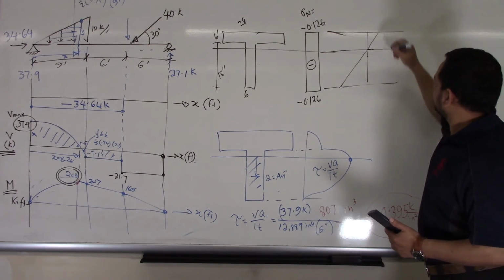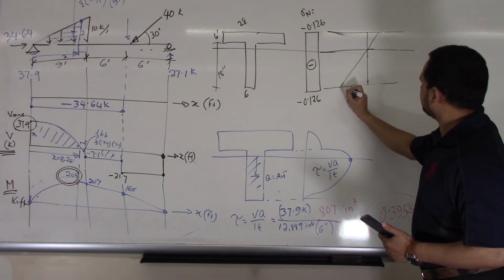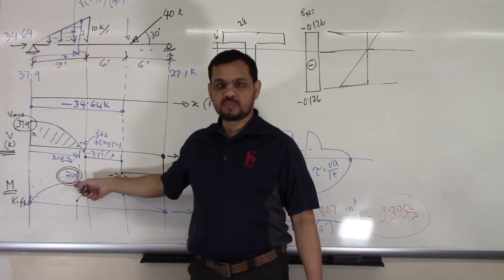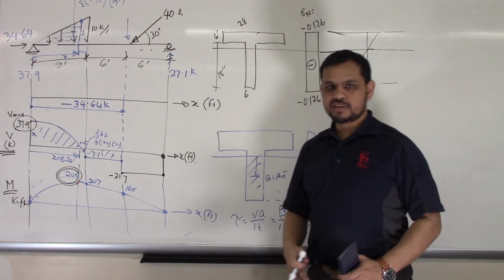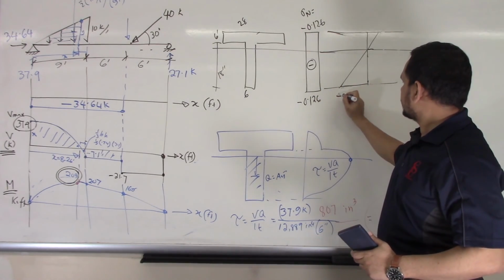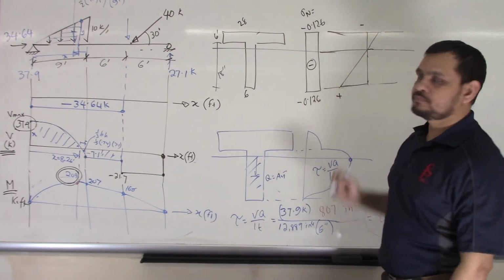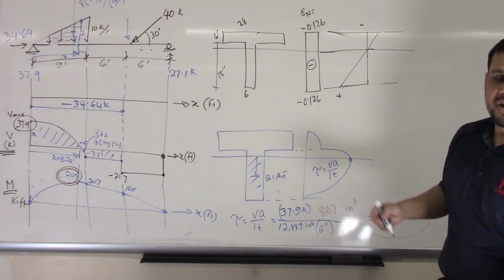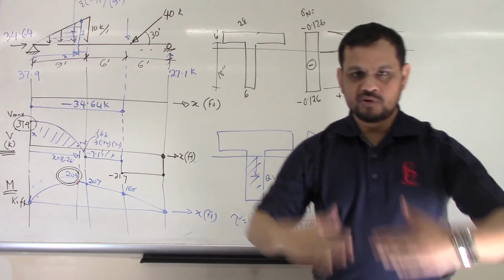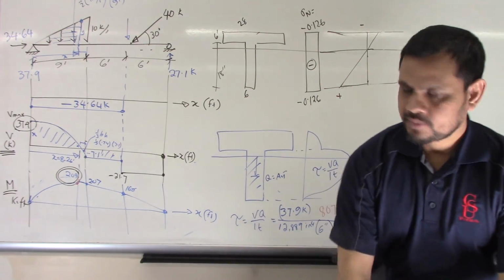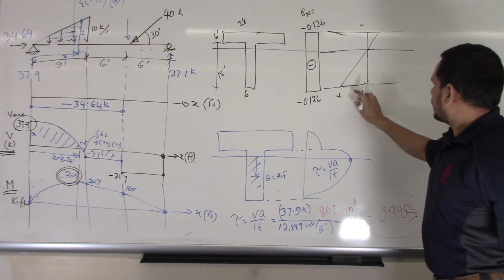Now what is my stress here, in this portion? As my bending is positive, that means the beam bends downward. This will be in tension, and this will be in compression. So tension here. Why? If bending is positive, the beam will bend downward: tension bottom, compression top.